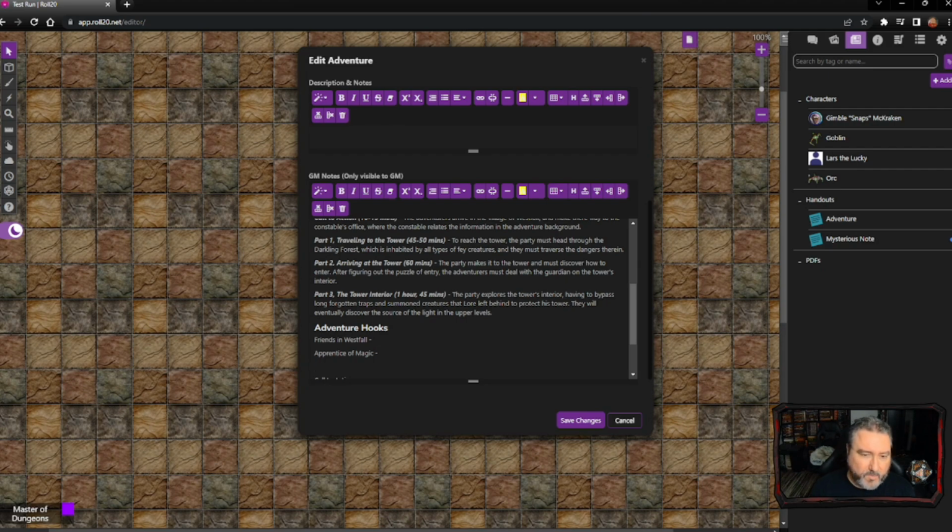Friends of Westfall. We're looking at something along the lines of the characters having friends or family in Westfall that have contacted them to come into the area to help out the constables looking for adventurers. So they either get something in the post or something to bring them to the village. Perhaps the apprentice of magic.